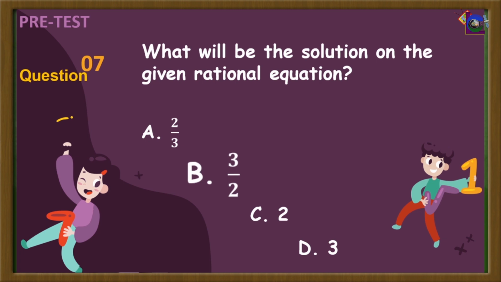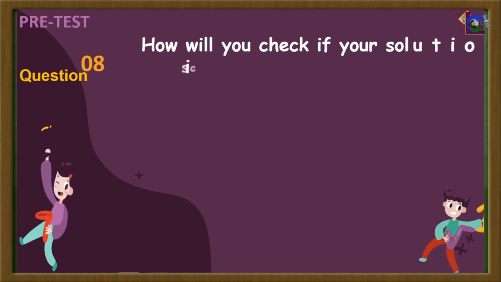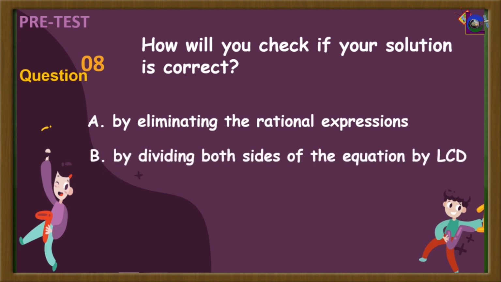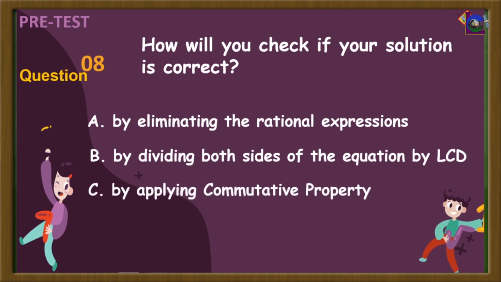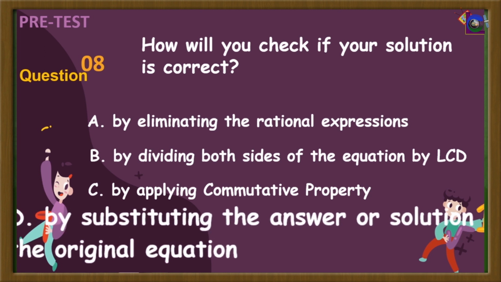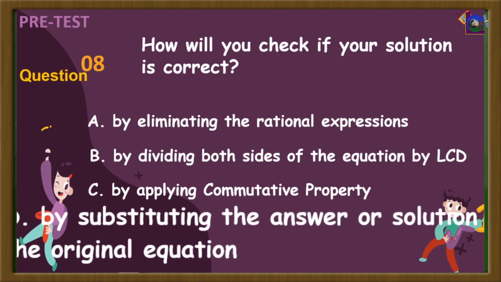Question number 8. How will you check if your solution is correct? A. By eliminating the rational expression. B. By dividing both sides of the equation by LCD. C. By applying commutative property. D. By substituting the answer or solution in the original equation. The correct answer is letter D, by substituting the answer or solution in the original equation.